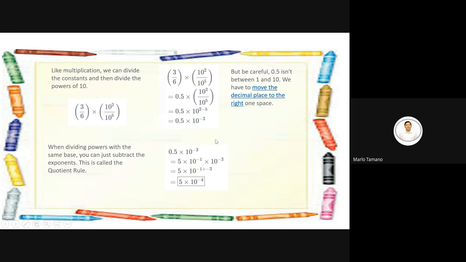I-move po natin yung decimal kasi hindi naman po siya naka-scientific notation. Itong 0.5 ay less than 1. Labag na po doon sa ruling na it should be greater than 1 but less than 10. So move the decimal point. Papunta saan? Papunta sa right. One place only. Tapos, pwede na mag-disappear yung point mo. So, nagiging whole number na siya na 5. So, 5 times 10 to the -1 times 10 to the -3. What shall we do with this? -1 plus -3, anong sagot?